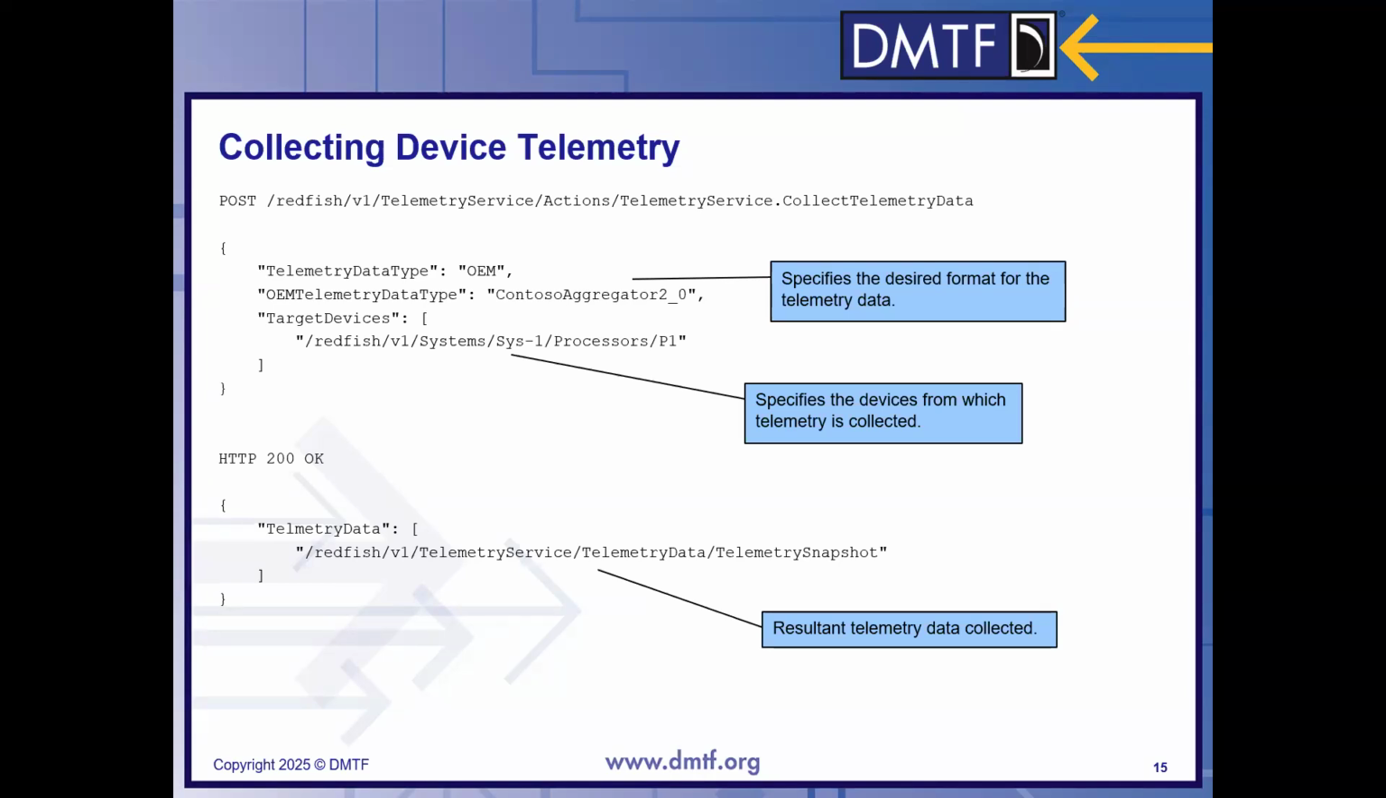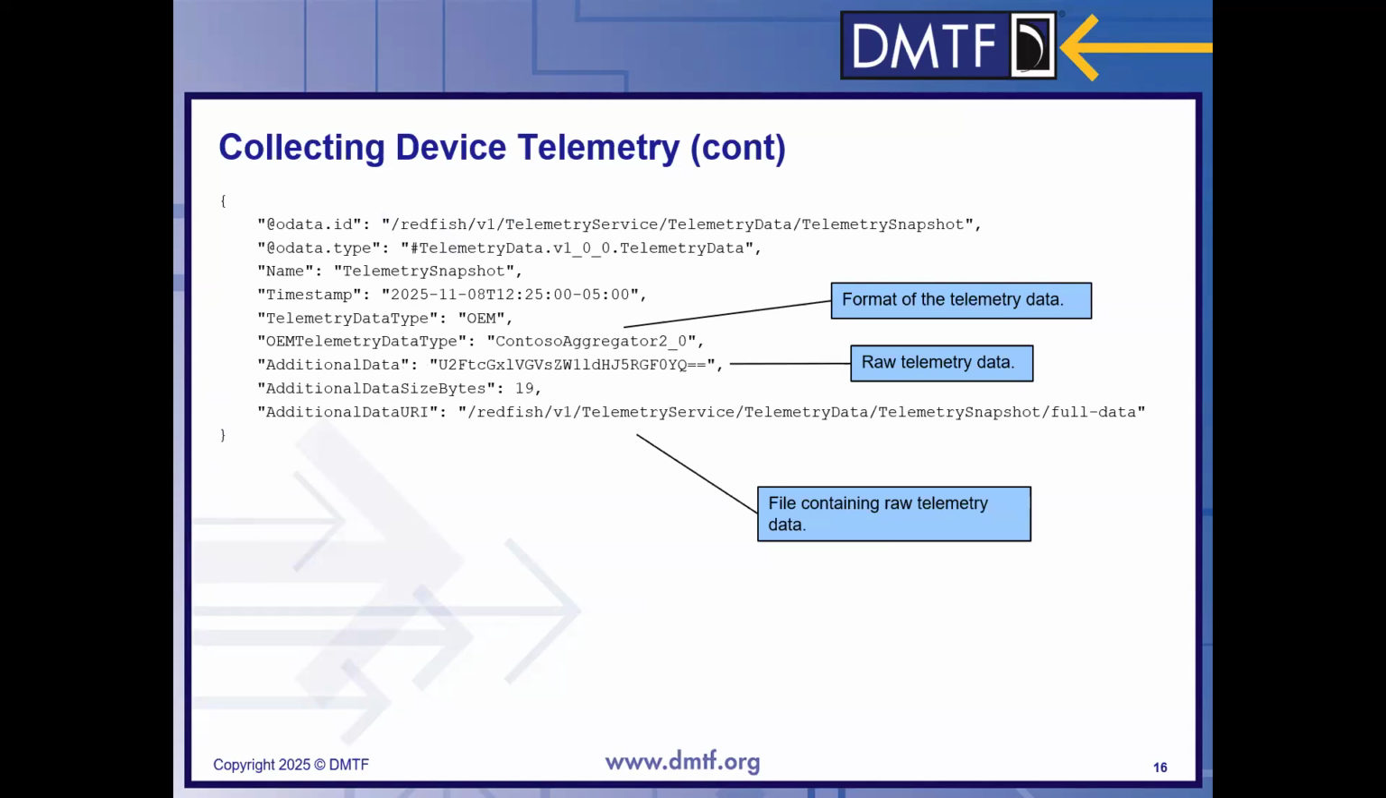And then the set of links to the target devices from which you want to collect the data. In this case, we're saying I just want data from this one processor found under sys1. You could have an array of devices, so you can get an array of telemetry data coming back. The response would tell you which telemetry data resources were instantiated to contain that data. When this is all done, a user can go through the telemetry data list and go to each of those URIs to start downloading the information.